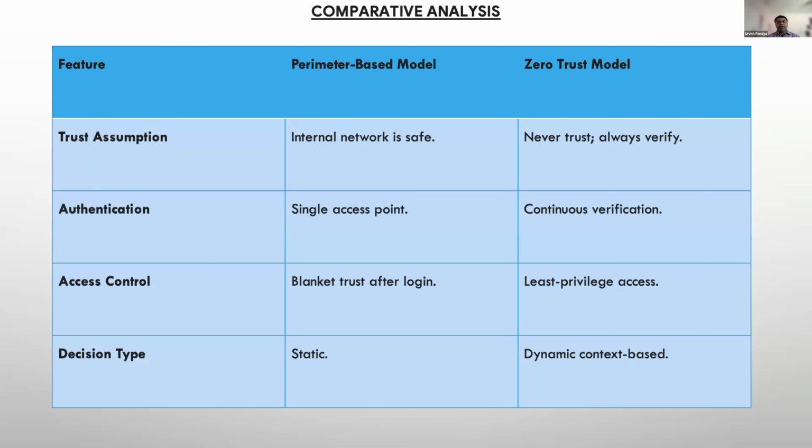When we did our comparative analysis, what we found out is that for the trust assumption, the perimeter model assumes the internal network is safe, versus the zero trust model which focuses on never trust, always verify. Authentication is a single access point versus, under zero trust, continuous verification. Access control: blanket trust after login versus least privilege access. Decision type is static versus dynamic and context-based.